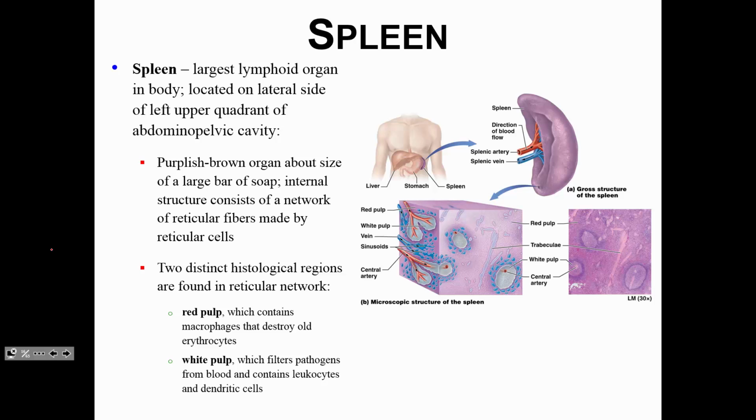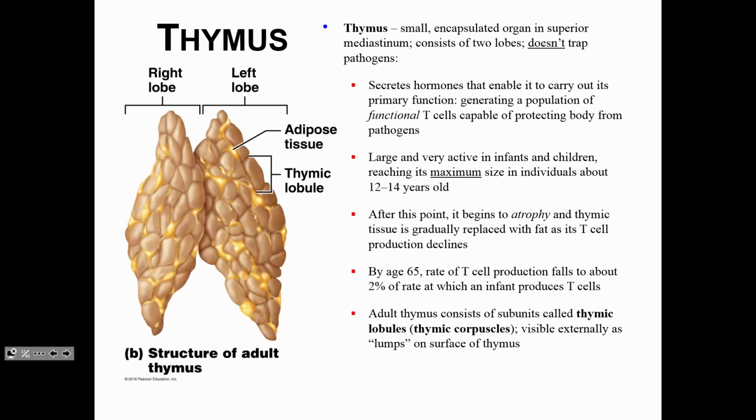Red pulp has macrophages that destroy old red blood cells. Remember, we learned that the spleen's the graveyard for red blood cells when they die. So that's what red pulp does. But the white pulp is the lymphatic tissue, and that filters pathogens from the blood, and that's where you find the leukocytes as well as the dendritic cells.